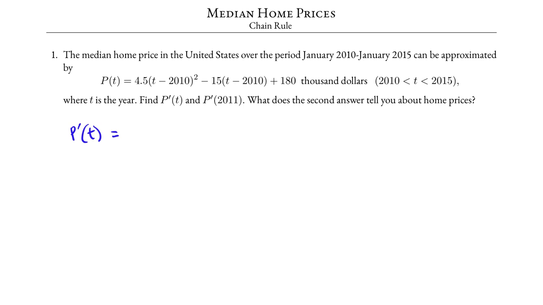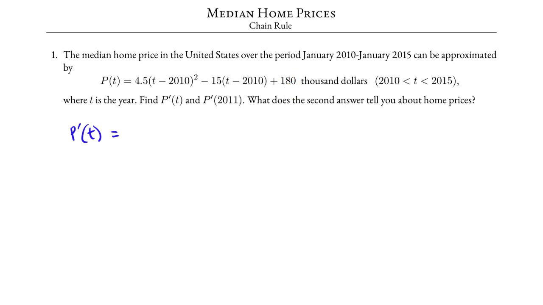Observe that there are three terms in this function P. The first term is 4.5 times the quantity t minus 2010, squared. The second term is 15 times the quantity t minus 2010, and the third term is 180. The derivative of a sum or difference is the sum or difference of the derivatives, so we need to find the derivative of each of these terms. The derivative of 180 will be 0.